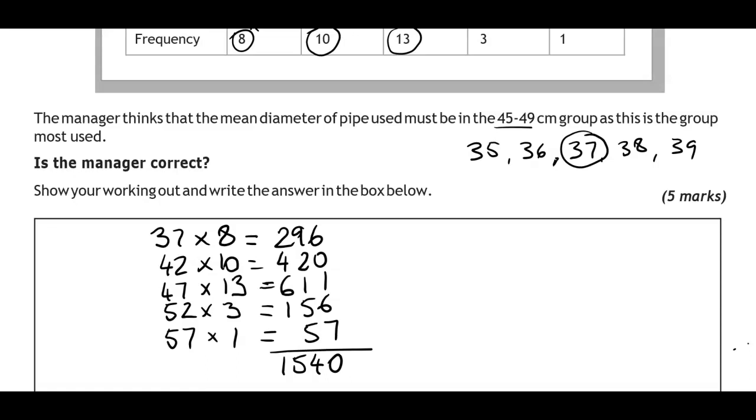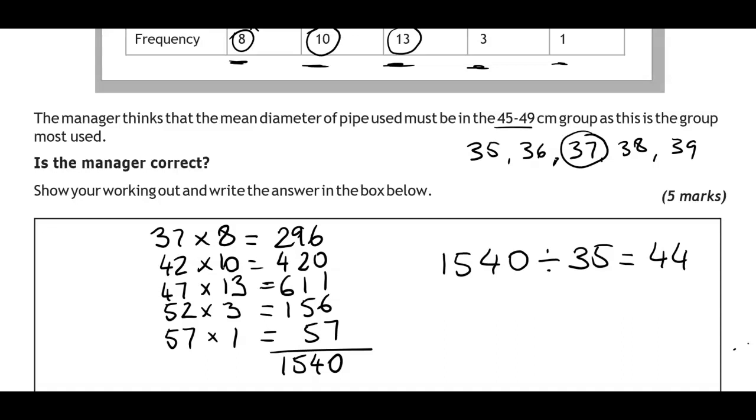So that is 1,540 in total. We're going to have to divide it by how many there are in total. So 8 and 10 and 13 and 3 and 1. So 1,540 divided by, that's 35. And that's equal to 44.